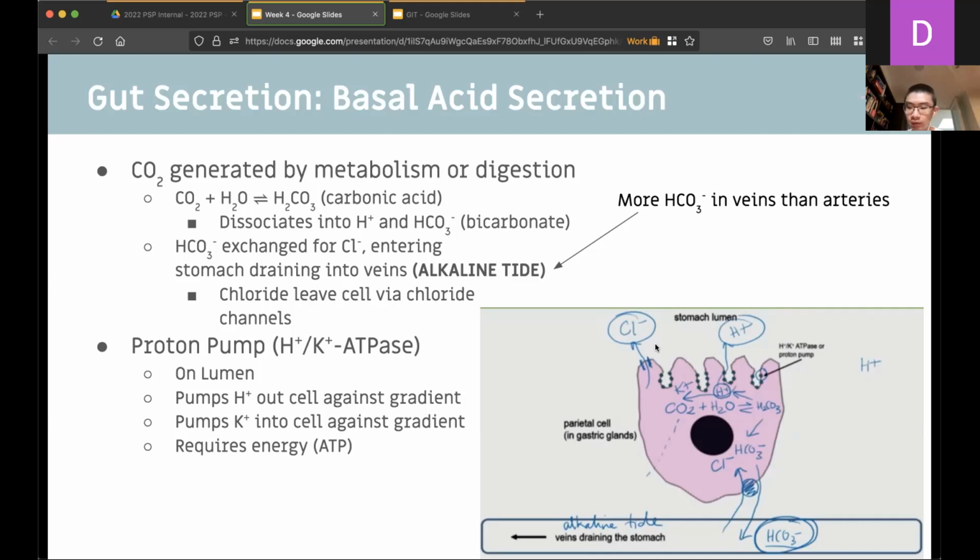Now you still have hydrogen ions in the parietal cells. You've got to secrete those as well to get hydrochloric acid. It's done against the concentration gradients through proton pumps, which you can see over here in these little trenches. They're on the stomach lumen side, and they pump potassium in against the gradient and hydrogen out against the gradient. As a result, because it's against the gradient, this requires energy, so ATP.